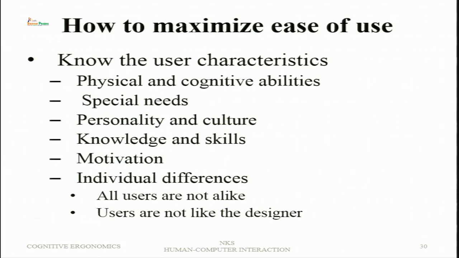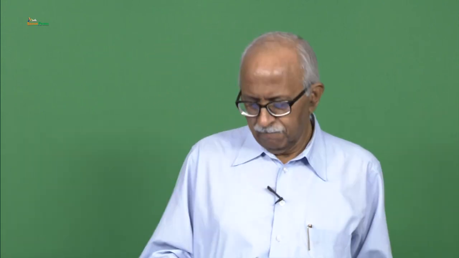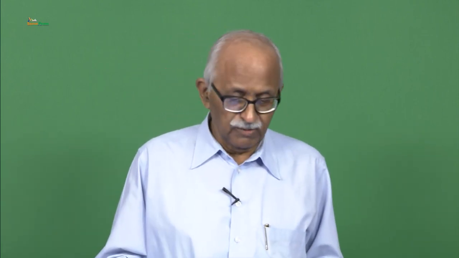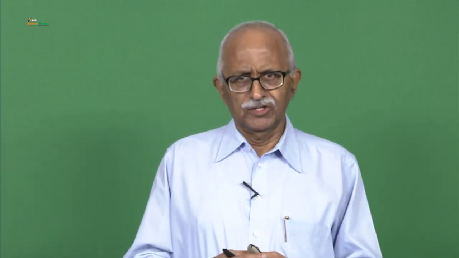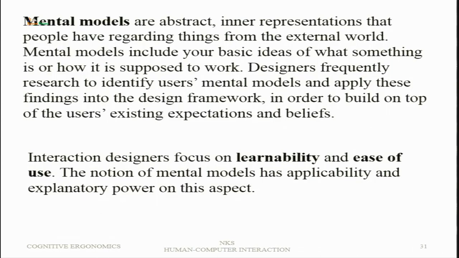And also users are not like the designer. So if I am designing something and if I have some understanding about myself, about my skills, my cognitive abilities, my personality, my culture, and I design a system which will be useful to me, it does not necessarily mean that other individuals are like me. So there are individual differences, there is diversity, and there are other issues to be considered, situations in which the system will be used. Then mental models become very relevant here. Mental models are abstract inner representations that people have regarding things from the external world.